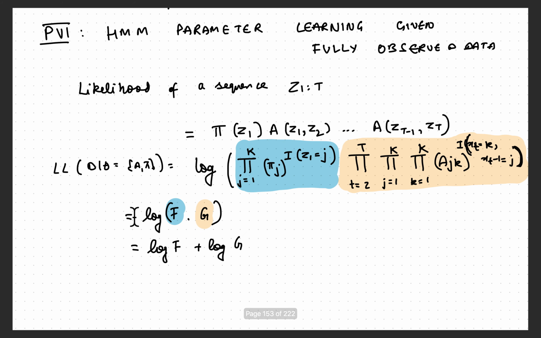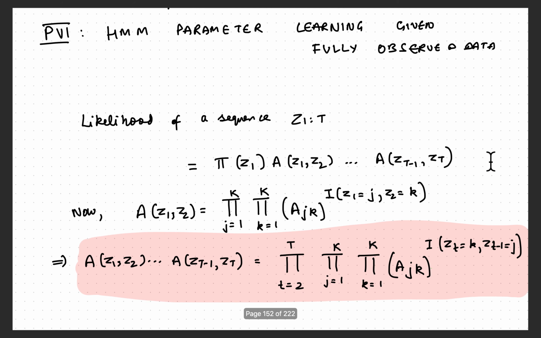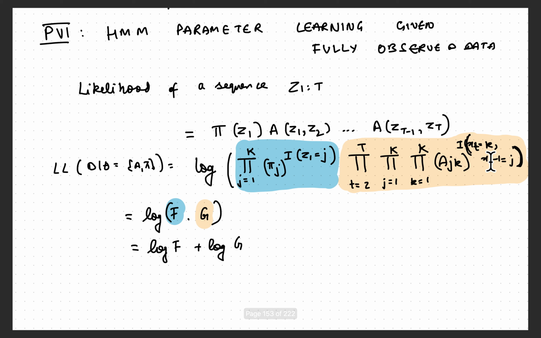So if we write the log likelihood of this expression, the logarithmic of the likelihood, we can write it as the logarithmic of these two terms which are shown in the blue and the yellow shade. This is essentially what we've seen in the previous slide, so I've just rewritten them again on this slide. I'm going to call this first term F and the second term G, so that we can solve both of these independently.